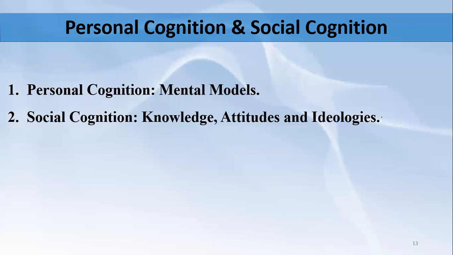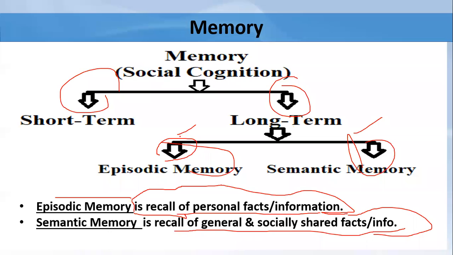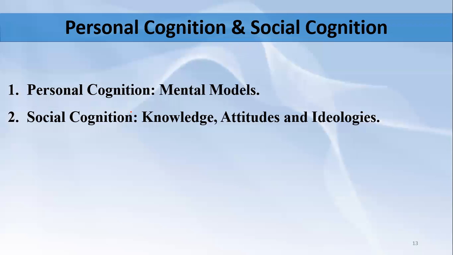Then we have two types of cognition. As I told you about personal memory, episodic memory, and semantic memory, we have two types of cognition based on these two types of memory: personal cognition and social cognition.